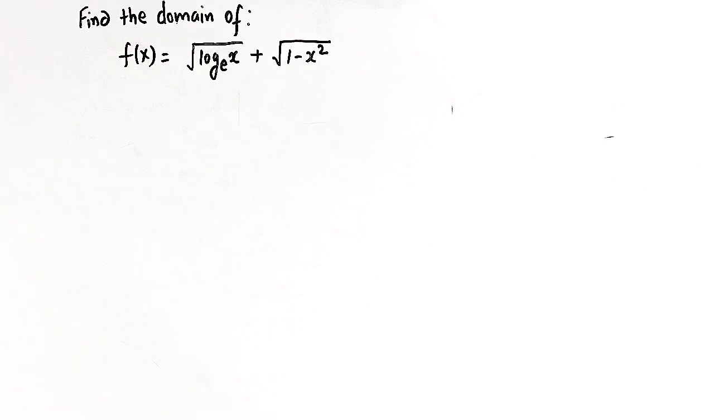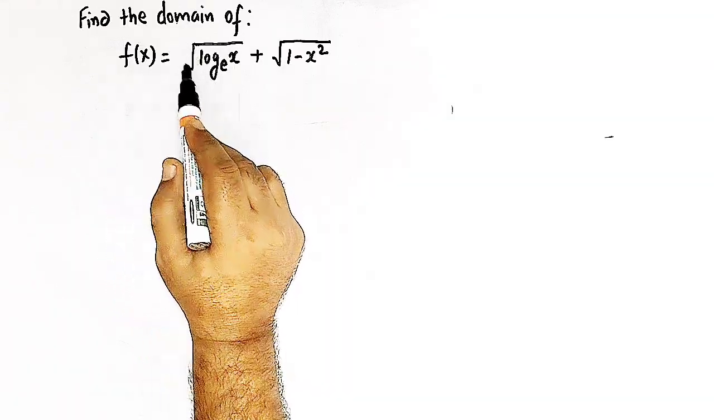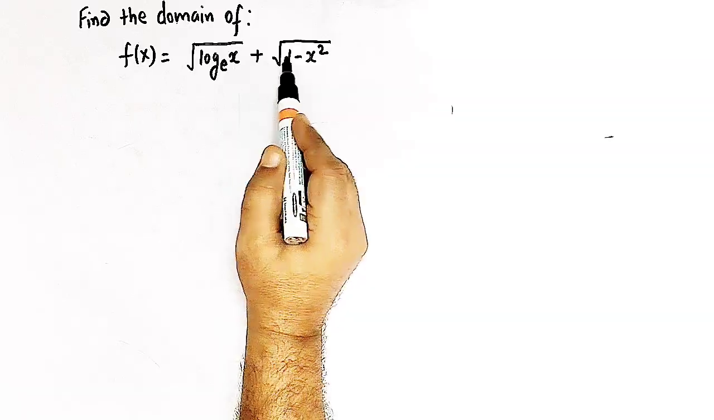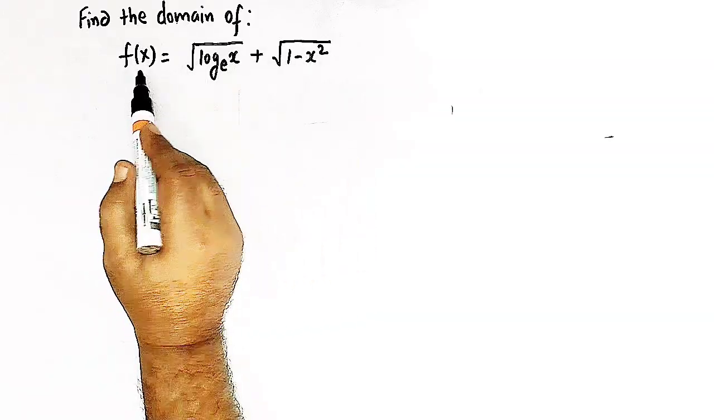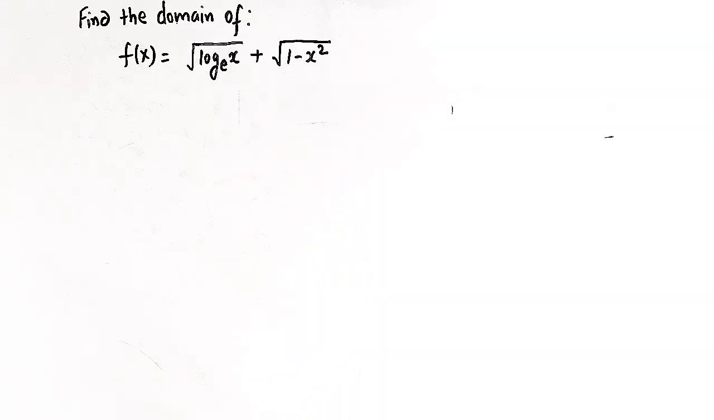Hello viewers, in today's session we are going to discuss the domain of this function f of x, which is equal to square root of natural log of x and square root of 1 minus x square. So here f of x is given as a sum of two functions, right?